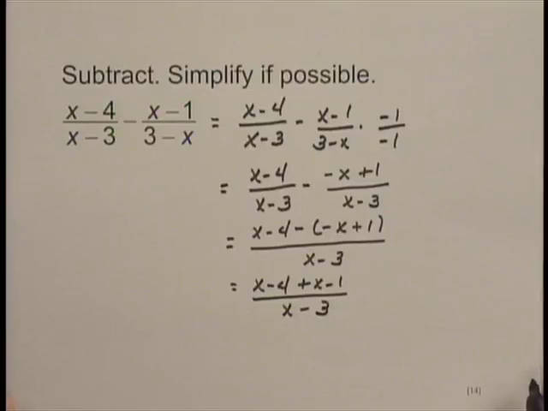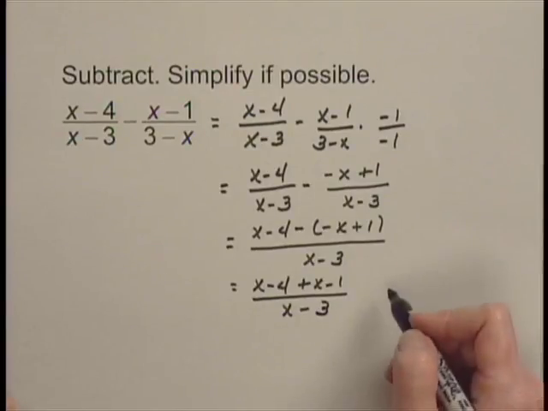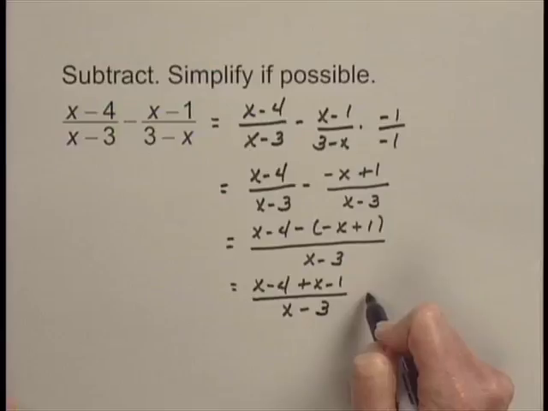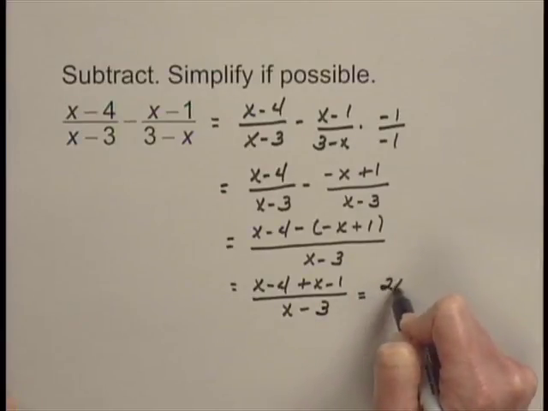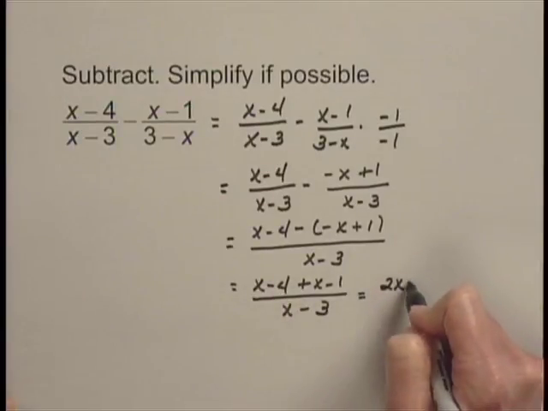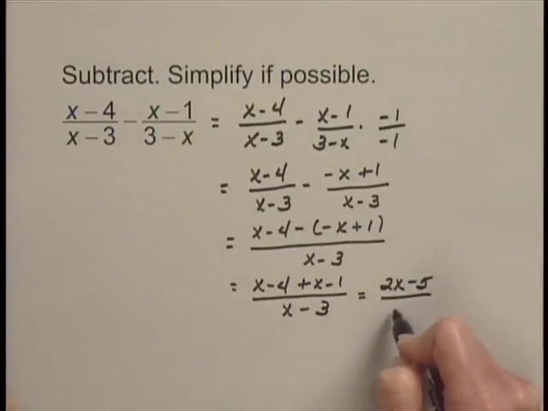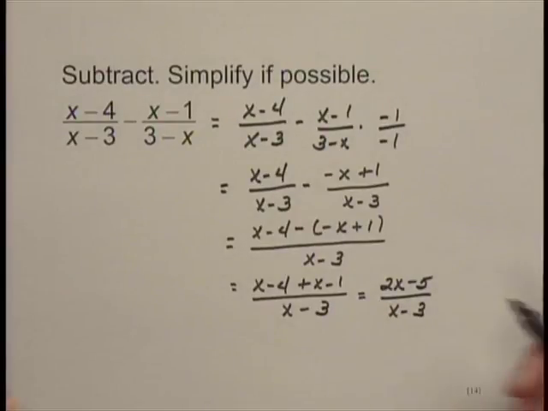And now let's just carry out these additions and subtractions in the numerator. x plus x is 2x. Negative 4 minus 1 is negative 5. And the denominator is x - 3.